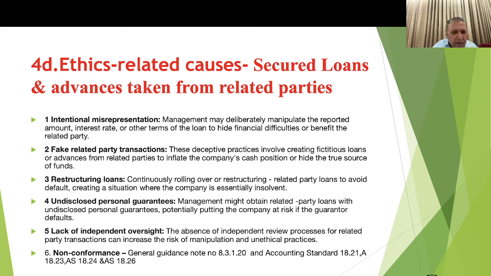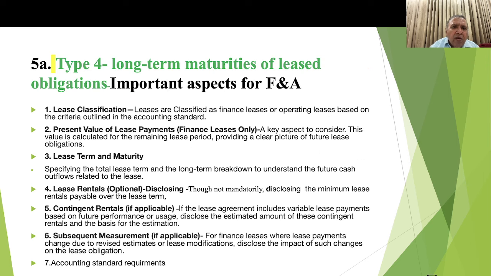Undisclosed personal guarantees. Management might obtain related party loans with undisclosed personal guarantees, potentially putting the company at risk if the guarantor defaults. Lack of independent oversight. The absence of an independent review process for related party transactions can increase the risk of manipulation and unethical practice. And here the non-conformances are General Guidance Note 8.3.1.20 and Accounting Standard 18.21, 18.23, 18.24 and 18.26.